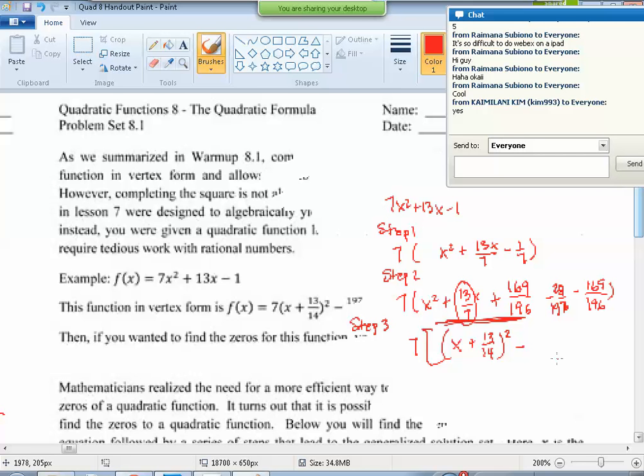What is negative 28 plus negative 169? 141? Wait, 28 plus 169? There's a negative in front. That's a negative 28 plus a negative 169. So you add those.